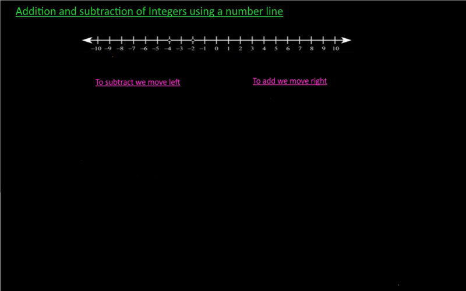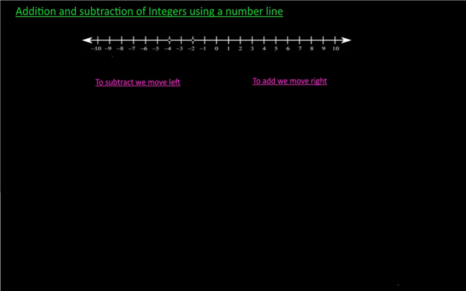Addition and subtraction of integers using a number line. Before doing the operations of integers, we have to understand what a number line is. So I have a number line here with 0 in the center, positive numbers on the right side and negative numbers on the left side. One thing to keep in mind when dealing with a number line is that to add, we move right, and to subtract, we move left.